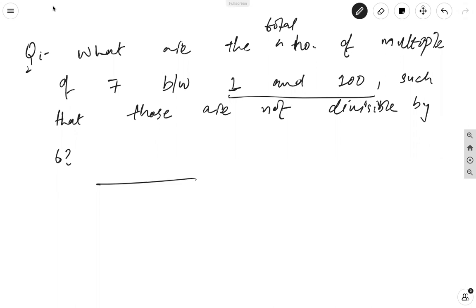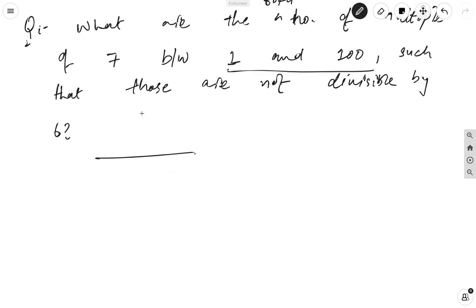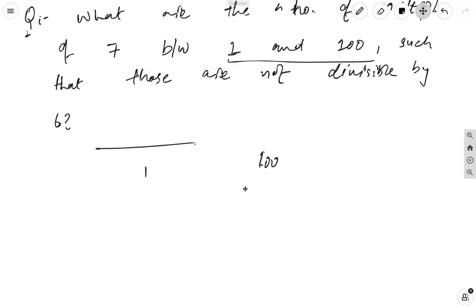Okay, so let's solve this question now. The question was, what is the total number of multiples of 7 between 1 and 100 such that those are not divisible by 6? First of all, let's find the total multiples of 7 that are between 1 and 100, in the range of 1 and 100. So what is the greatest multiple of 7 below 100? The quick way is to divide 100 by 7. 98. You will get 14 point something, right?